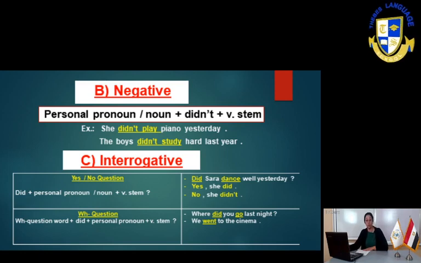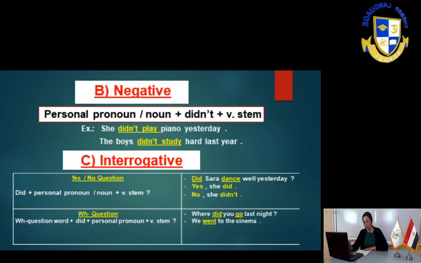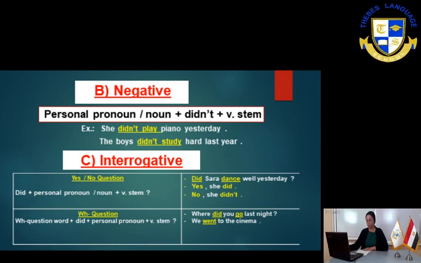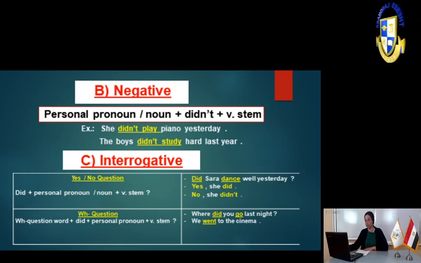What about the interrogative or the question form? We have got two types of questions: yes and no questions and WH questions. Let's start with yes and no questions. To form a question in this type, we should use did plus personal pronoun or noun plus verb stem. Let me give you an example. Did Sarah dance well yesterday? Yes, she did, or no, she didn't.